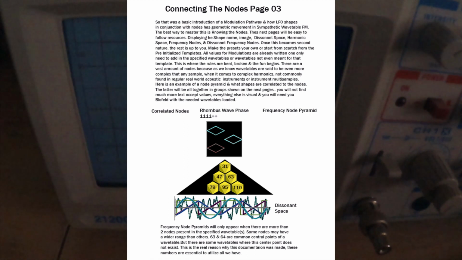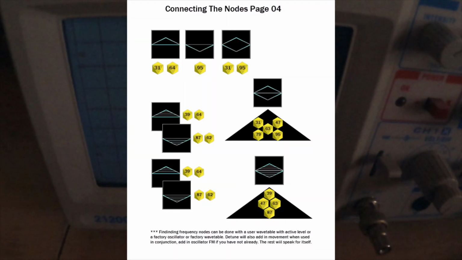Now, you'll look at these. We're going to look at some similarities and some differences here, okay? Triangle plus has 31 and 64 as a node. Triangle minus is 95. But the rhombus is 31 and 95. So you see 31 and 95 are common denominators.